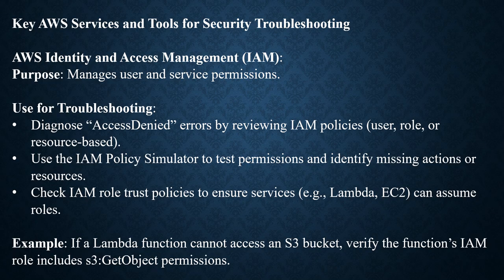AWS Identity and Access Management, IAM. The purpose is that it manages user and service permissions. Used for troubleshooting, it diagnoses access denied errors by reviewing IAM policies, whether user, role, or resource based. Use the IAM Policy Simulator to test permissions and identify missing actions or resources. Check IAM role trust policies to ensure services, for example Lambda or EC2, can assume the roles. For example, if a Lambda function cannot access an S3 bucket, verify the function's IAM role includes S3 GetObject permissions.